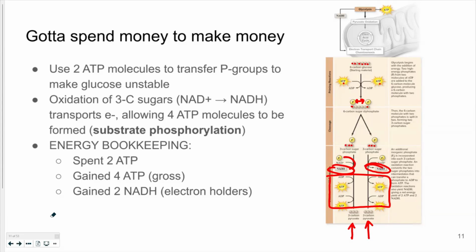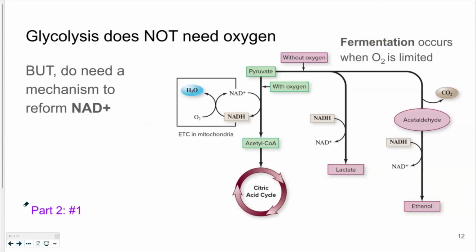Okay. This process is called substrate-level phosphorylation because we're using an enzyme to physically move one phosphate group from one molecule to another. All right, so importantly, glycolysis does not need oxygen. At the end of glycolysis, we have our pyruvate.